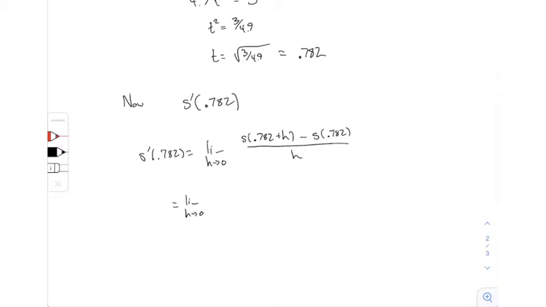Plug in to s, right? This is going to be 4.9 times 0.782 plus h squared, and then minus 4.9 times 0.782, right?